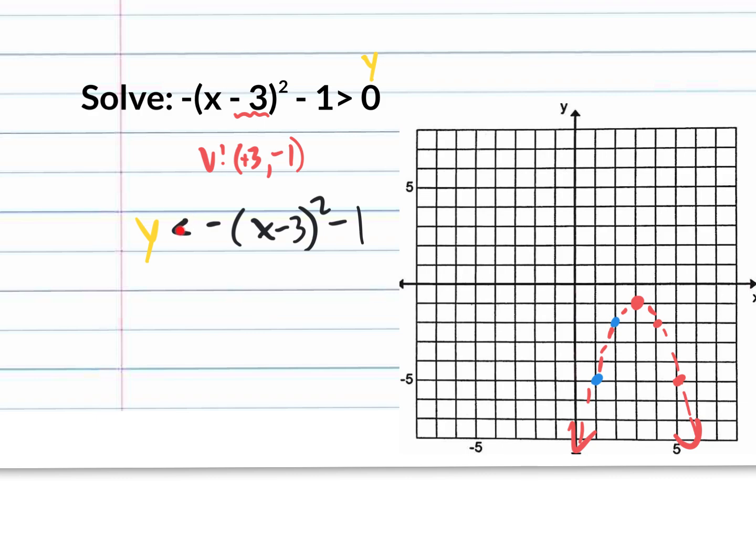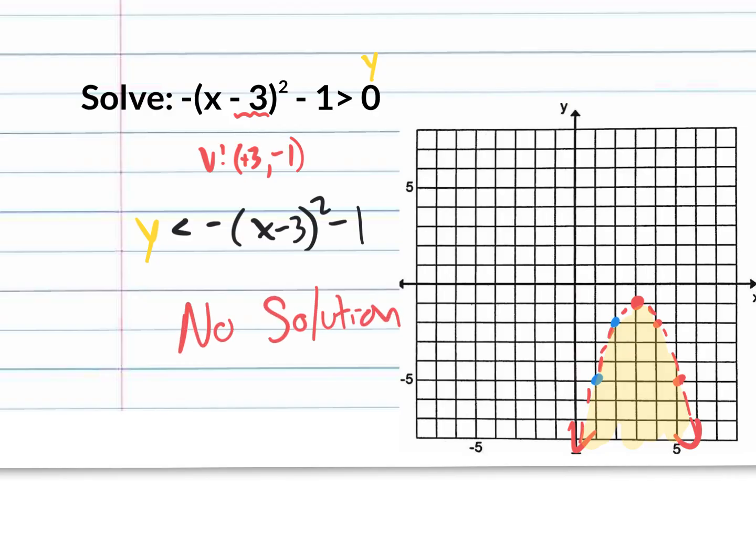Below, because it says y is less than. Put a dot on your vertex and shade below. So that means that you're shading on the inside of this parabola. So right here, what part of the X number line is highlighted? What part of this X number line is highlighted? None. So what do we say? No solution.